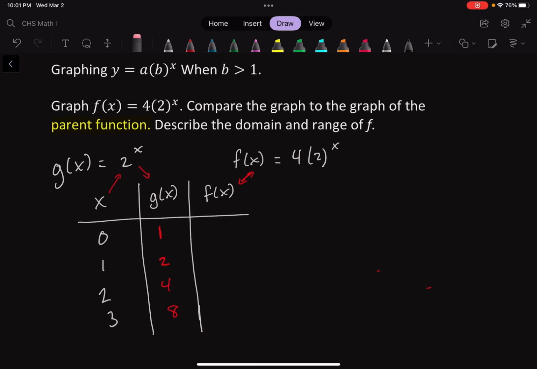All right, so what we're going to do now is plug in each of these x's into our new function, right? So if I want to find f of 0, I'm going to write 4 times 2 to the 0 power. 2 to the 0 power, we already said was 1, so we're going to have 4 times 1, which would end up being just 4. So this number right here is 4.